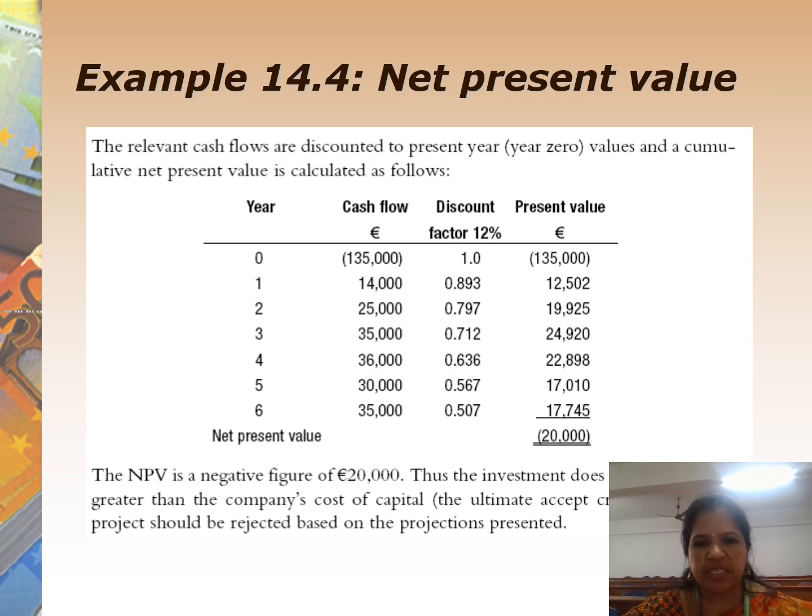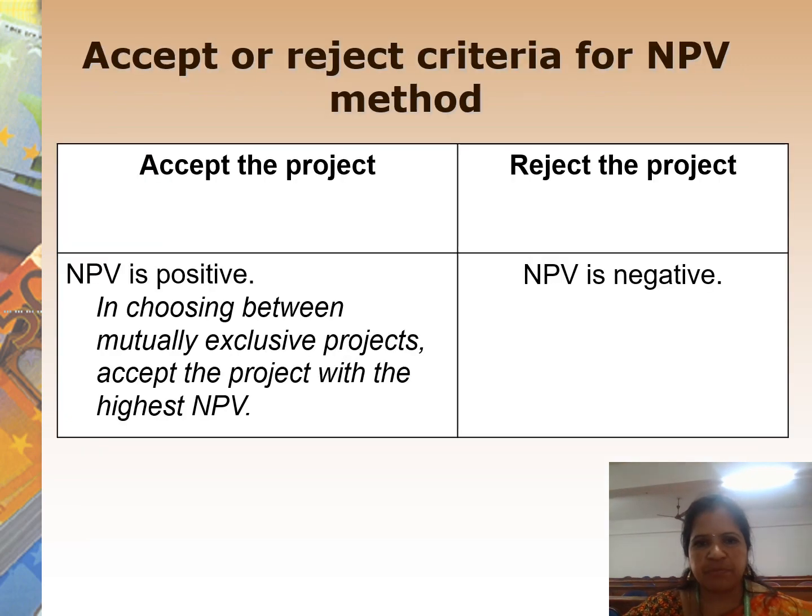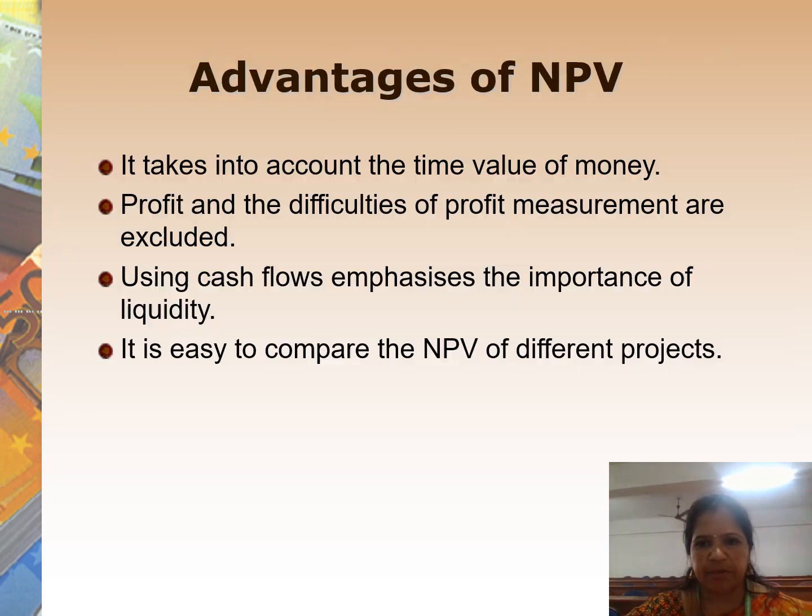So under this net present value, we are going to find out the positives and negatives. The accept or reject criteria for the net present value method: accept the project, reject the project. Accept if net present value is positive. In choosing between mutually exclusive projects, accept the project with the highest NPV. Reject if NPV is negative.